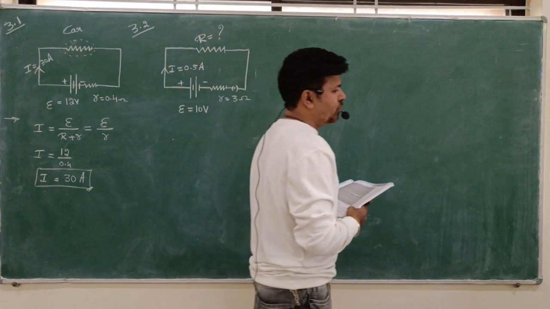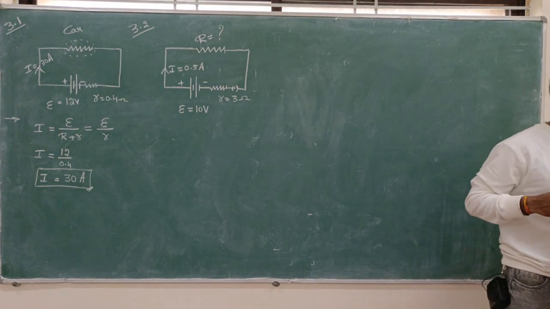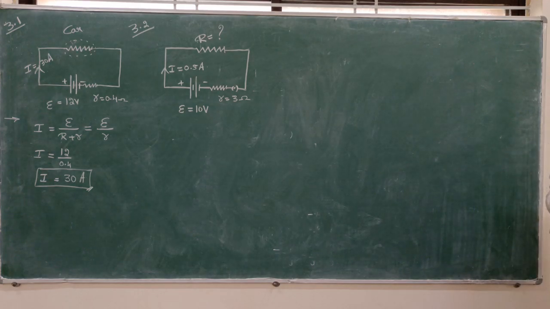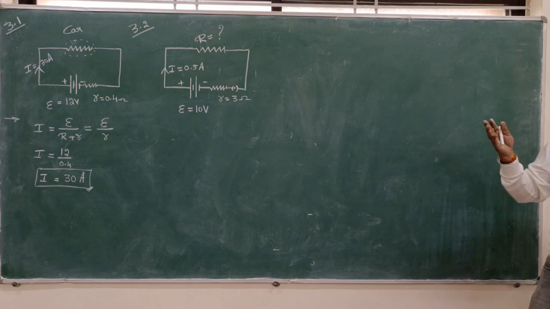So EMF is given, internal resistance is given, right? Next current is also given. So can we calculate the external resistance with the help of the expression here?